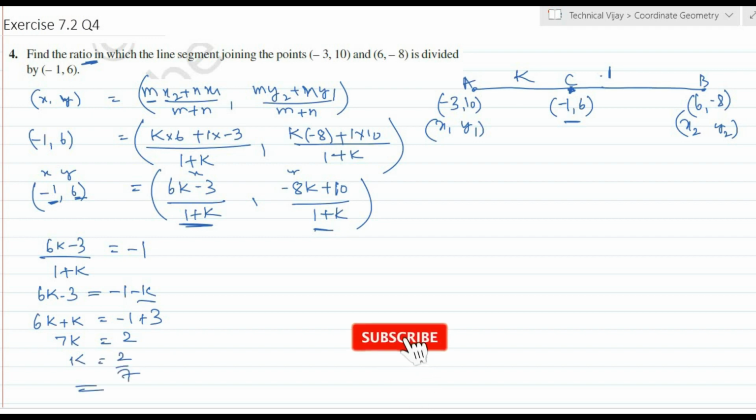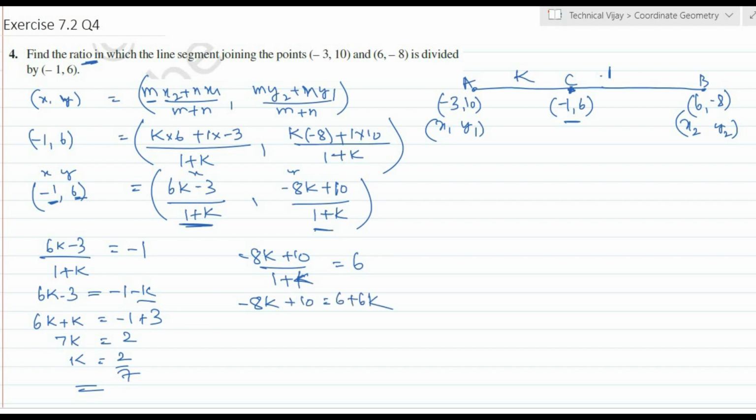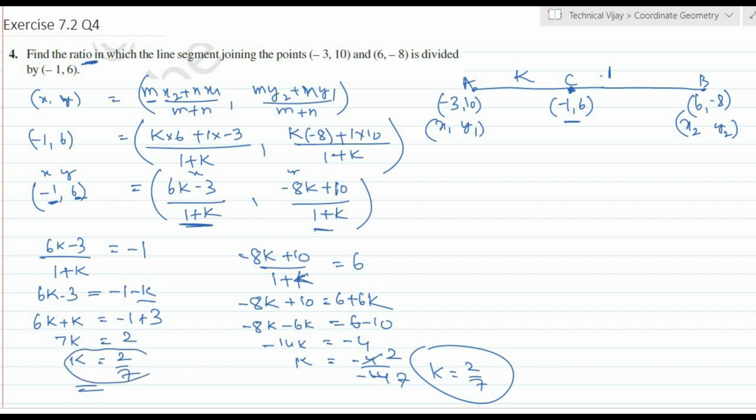Okay. So in the same way you can see here (-8k + 10)/(1 + k) will equate to 6 here. -8k + 10 is equal to 6 + 6k. So here 6k we will take here, -8k - 6k is equal to 6 - 10. Okay, so -14k is equal to -4. So k is equal to -4 divided by -14. So here 2 and 7. So this is also equal to 2 by 7. So both are okay. That is, the k value is equal to 2 by 7.